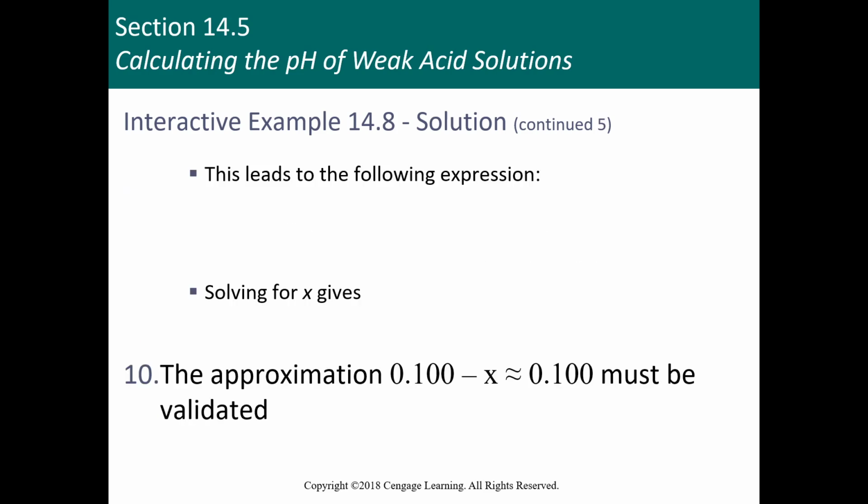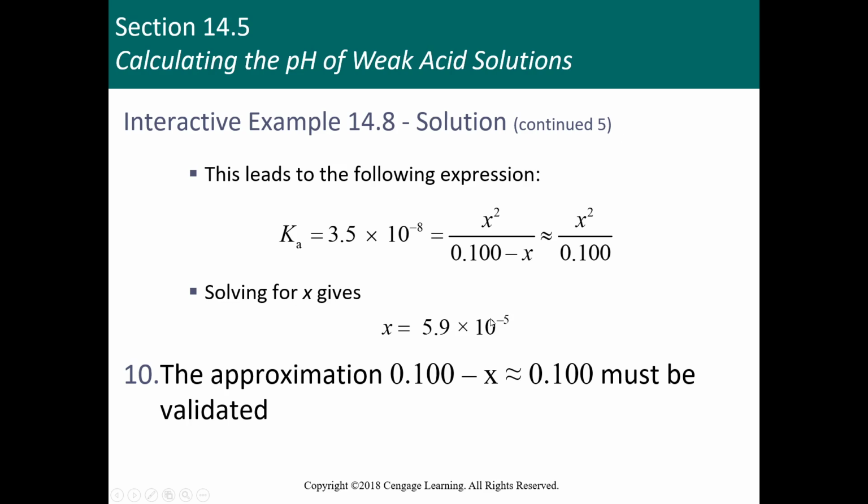And so we solve the problem like this instead: X squared over 0.1, which is the initial concentration. We've just approximated that the minus X on the bottom won't matter. Again, if you subtract or add a small number, it won't matter. And so we then solve for X. That will give us X equals 5.9 times 10 to the negative 5.